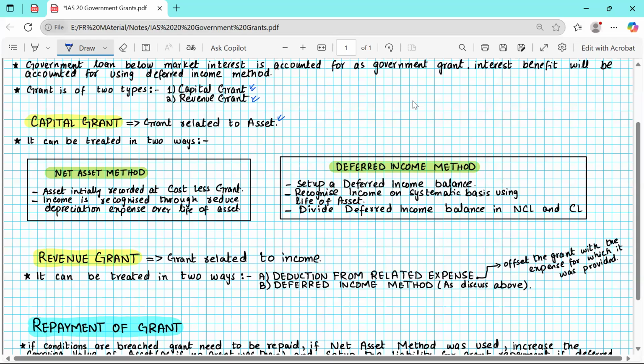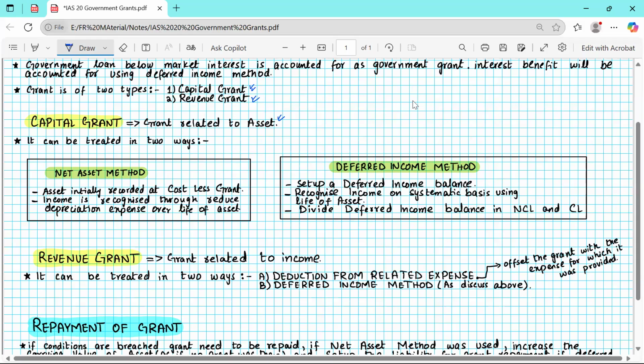It can be treated in two ways. There are two accounting treatments of capital grant. First one is net asset method. Second one is deferred income method. Now first let's talk about net asset method and do an example, and then deferred income method. What is net asset method? Asset is initially recorded at cost less grant. Initially you will record the asset at cost less grant.